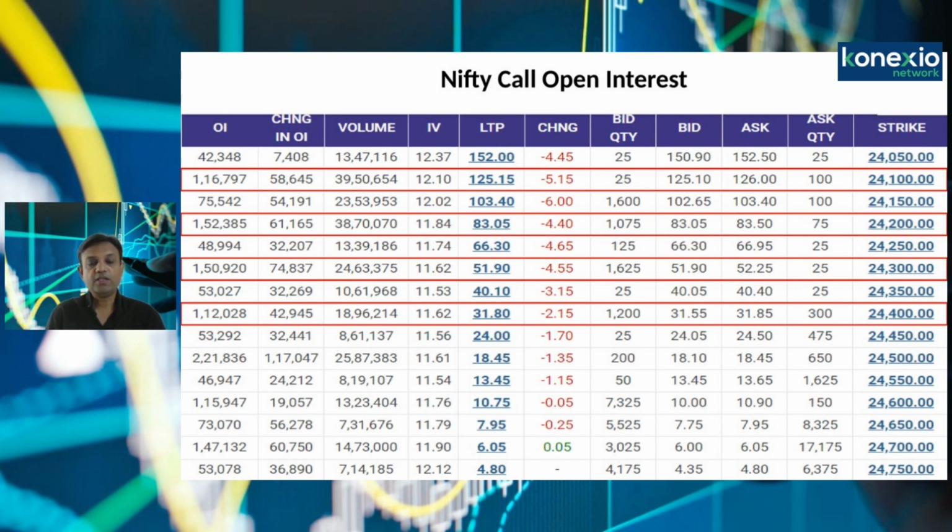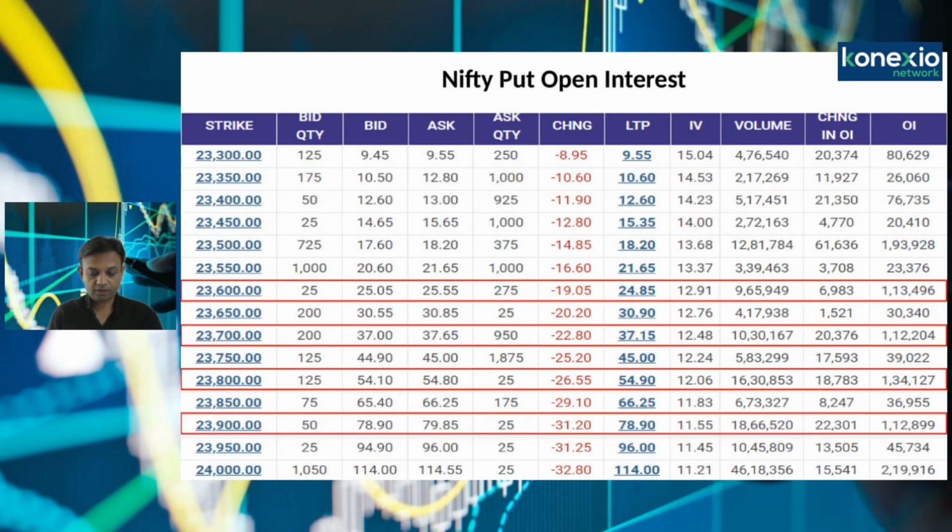In Nifty put data, you can clearly see the action was seen around maybe 23,900 puts, then 23,800 puts, 23,700 puts, and 23,600 puts. Now here also you can see there has been a drop in the option premium. That means smart money is still writing the puts. That means there is still strength at these levels.